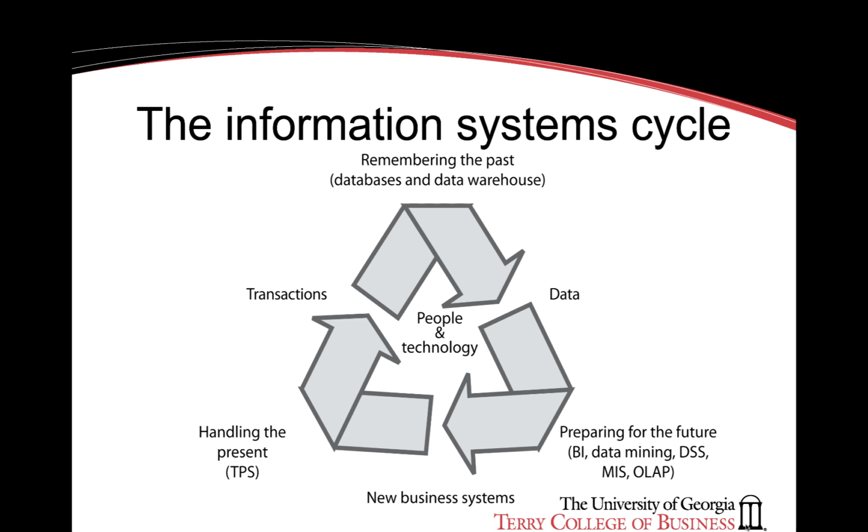And so when we think about the information system cycle, the present or the day-to-day functioning of the organization is handled by transaction processing systems. Systems that remember the past, or remember the history of the organization, including past decisions and past transactions, are stored in databases and data warehouses, while systems that help decision makers and organizational managers prepare for the future are stored in business intelligence, data mining systems, and a variety of other systems having to do with that.